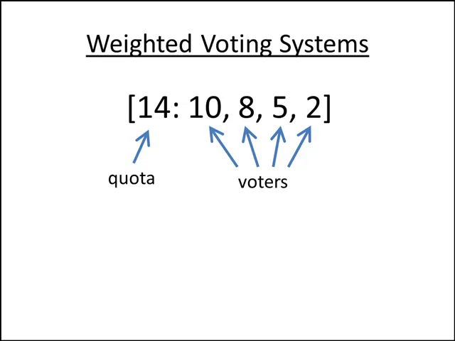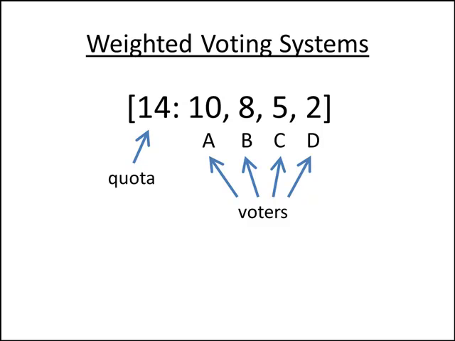In a weighted voting system, we have a certain number of voters, which are the numbers after the colon. In this case, we have 4 voters, which have 10, 8, 5, and 2 votes respectively. And then we have a quota. The quota tells us how many votes we need to win a vote. And in this case, we're always thinking of votes as either being yes or no, voting in favor of, say, a piece of legislation, or voting no and voting against it.